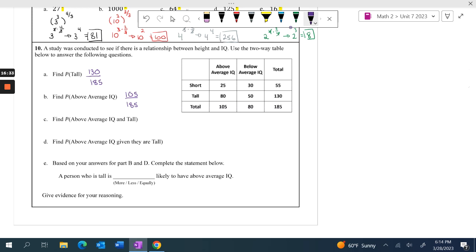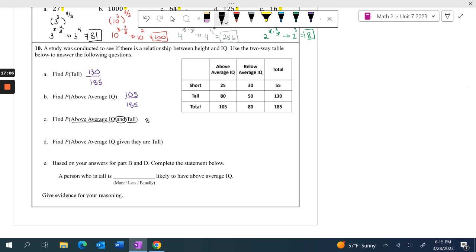Okay, C, now I'm going to find the probability that somebody from this survey or this study is above average IQ, and they're also tall. So since this probability involves the word and, I have to go to my table and find the exact spot where above average IQ, which is this first column, comes together with tall, which is that second row. And you can see above average IQ and tall come together right at the number 80.